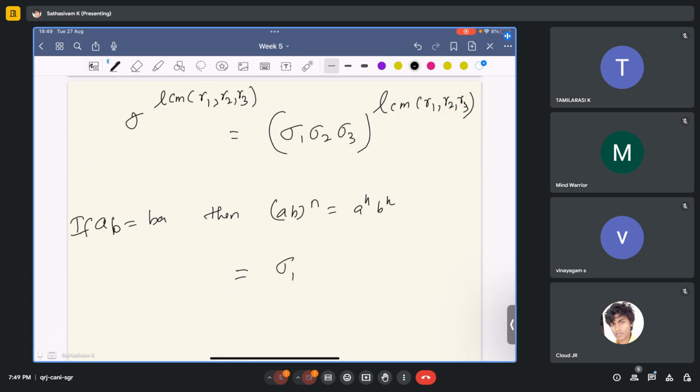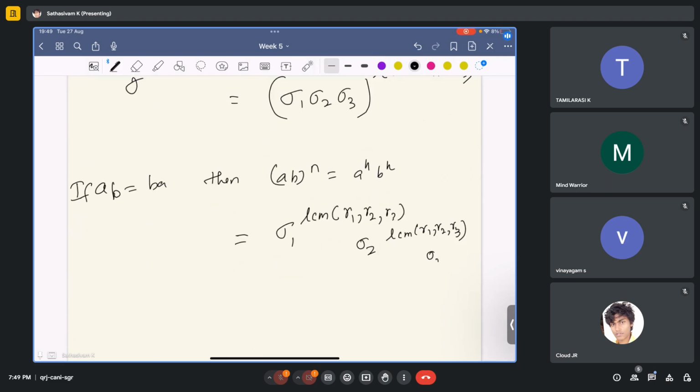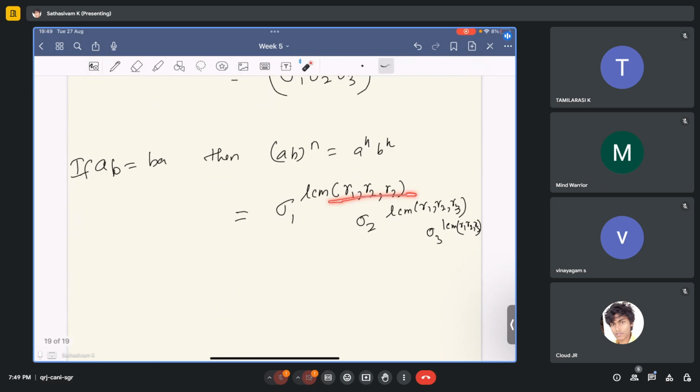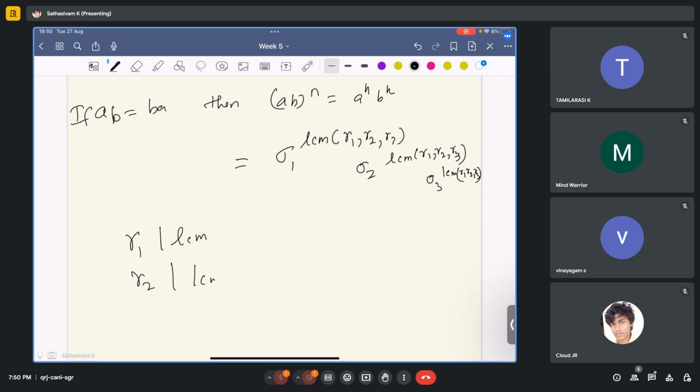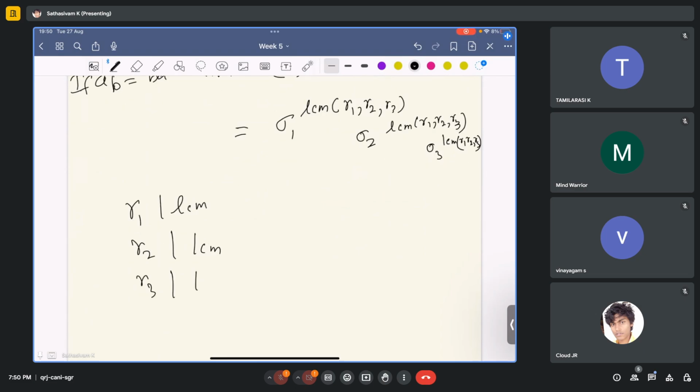So this is nothing but sigma 1 of LCM of R1, R2, R3, sigma 2 of LCM of R1, R2, R3, and then sigma 3 of LCM of R1, R2, R3. Okay, since this is an LCM, what you also know is R1 divides the LCM, R2 also divides the LCM of these 3 numbers, and R3 also divides the LCM.